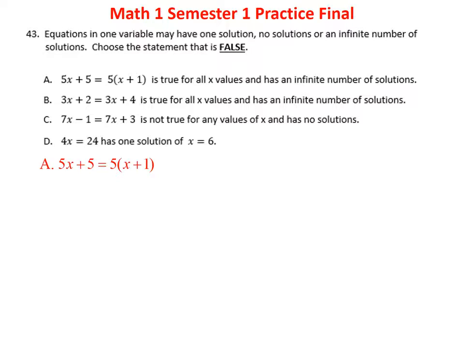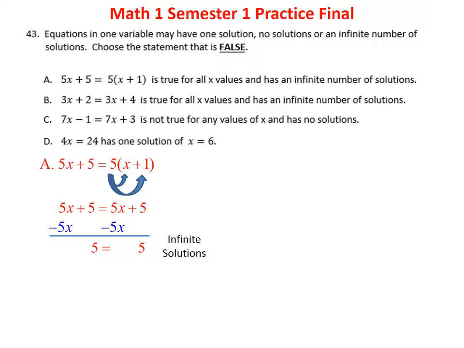Let's take a look at each equation and just see what we get. On this one, 5x plus 5, if I distribute here, I get 5x plus 5 equals 5x plus 5. If I subtract, I end up with a true statement. When does 5 equal 5? All the time. That's infinite. Our statement says that this is true and has infinite solutions. A is a true statement. A is not our false statement.